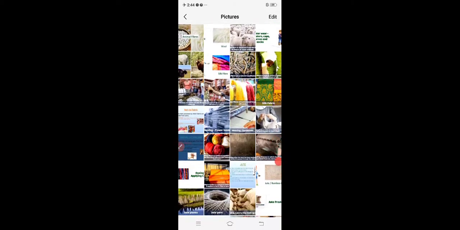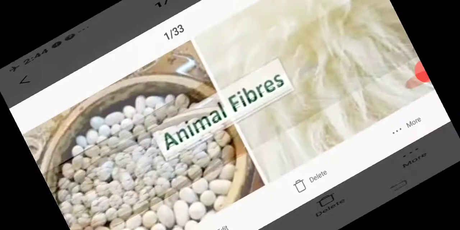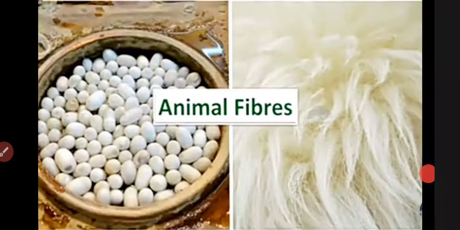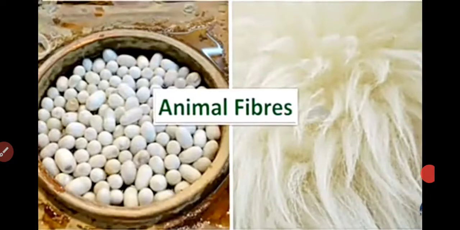Now today, the main thing we are going to discuss is animal fibers. Before that we have seen cotton and jute, which were plant fibers. Now in today's session we are going to see animal fibers.